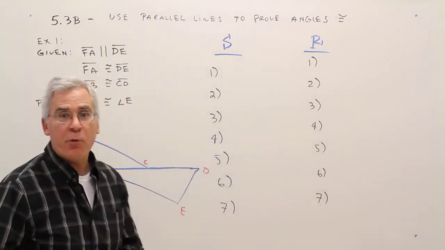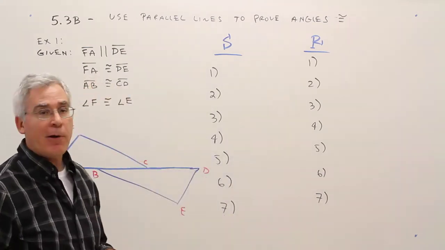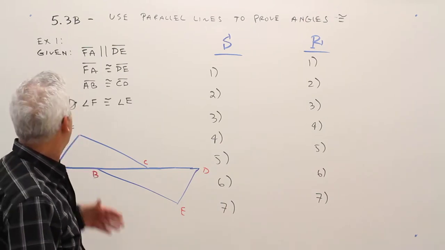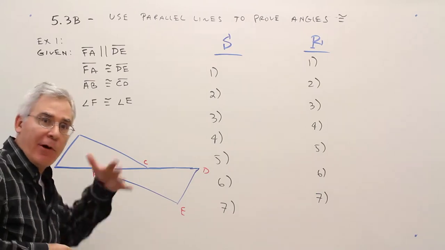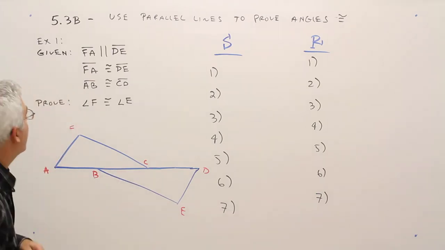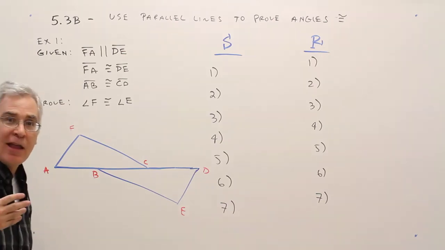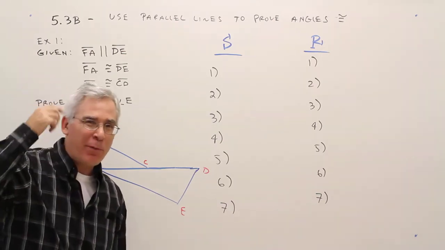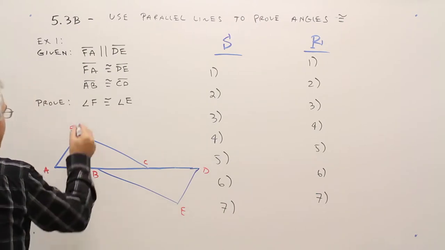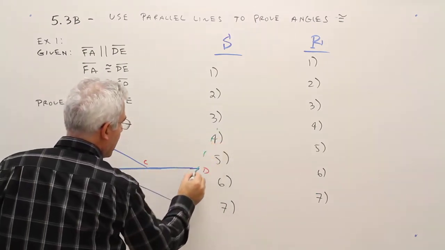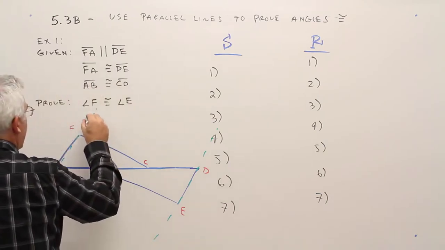Welcome to video 5.3b. Use parallel lines to prove that angles are congruent. Okay, so here's example 1. I'll mark it up as we go along. So given that FA is parallel to DE, again for me, if I extend those parallel lines, it helps my brain. So I'll just extend that. And I'll mark them as parallel.